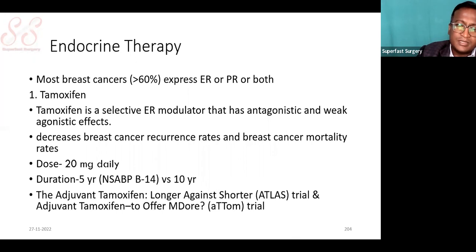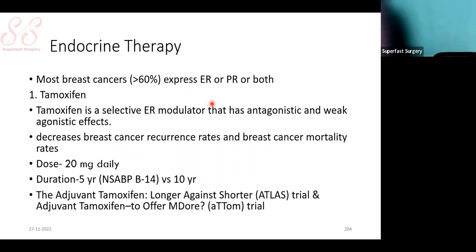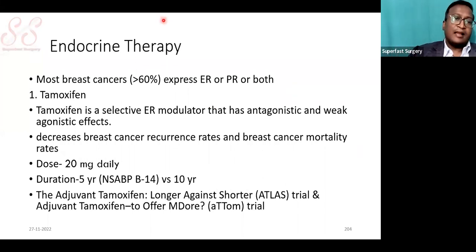So the main thing is we'll be discussing clinical scenarios and clinical discussion rather than the theory. In most breast cancers, more than 60% will express ER or PR or both. Tamoxifen is a selective estrogen receptor modulator that has antagonistic and weak agonistic effects. It helps to decrease the breast cancer recurrence rate and the mortality rate. The dose is 20 mg daily based on the NSABP B-14 trial. And now the concept is for long-duration endocrine therapy, that is 10 years.